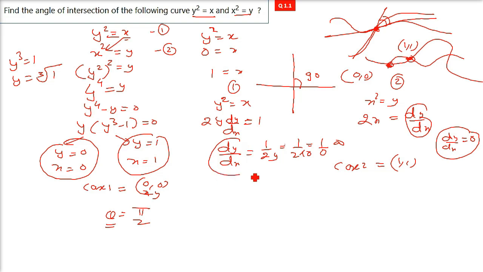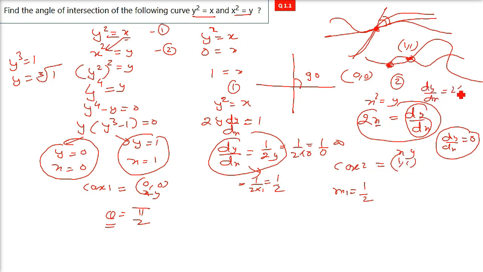Then the second one, case 2, we will put x and y as 1, 1 in both the slopes. What are the slopes? 1 by 2y and 2x. So 1 by 2y is 1 by 2 into 1. This you can call m1, the first slope. How about the second slope? dy by dx is equal to 2 into x. So just put x as 1, 2 into 1. So the second line has a slope of 2.